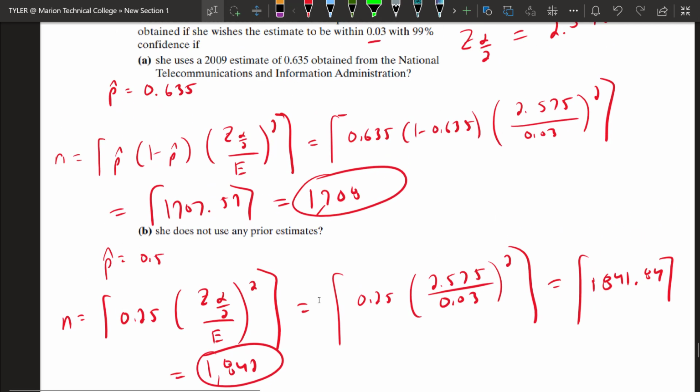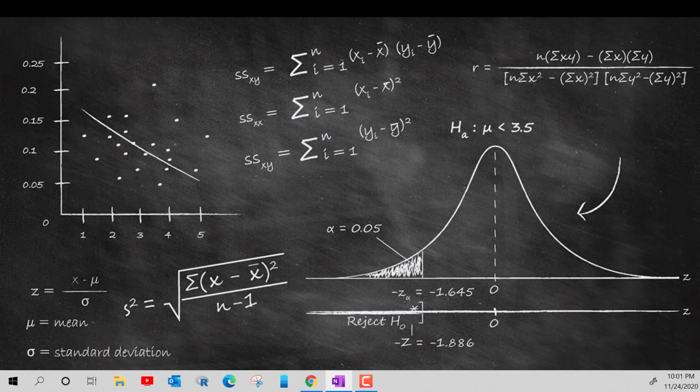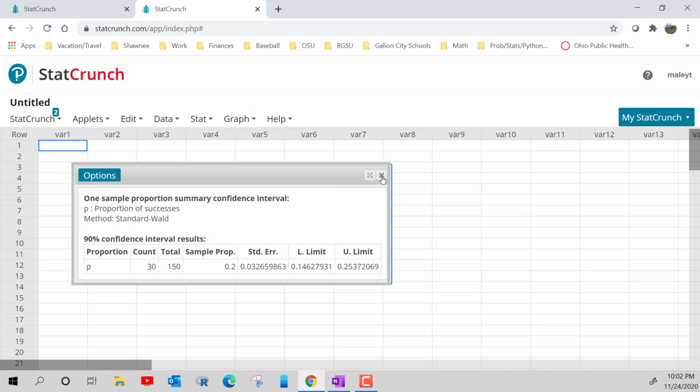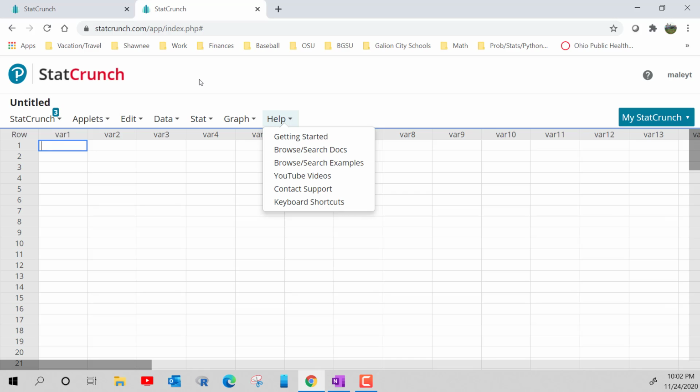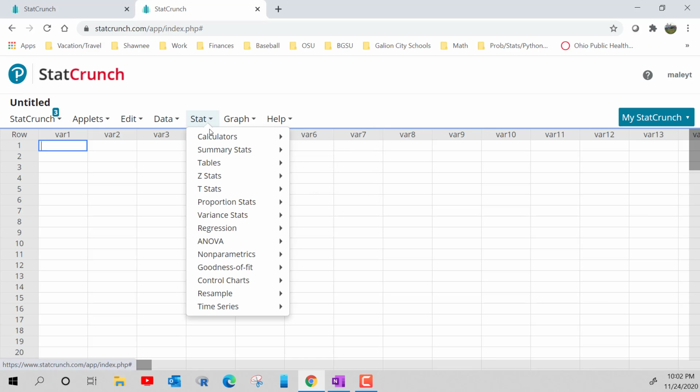We can actually find these two values using StatCrunch as well, so I can show you how to do that really quick. One thing to keep in mind, though, is doing it by hand versus technology. Remember that you might be a little off because of rounding error. For example, we're rounding the z alpha divided by 2 critical values when we're doing it by hand. So if I go to Stat, then Proportion Stats, then One Sample again, then I want to go to the Width/Sample Size.